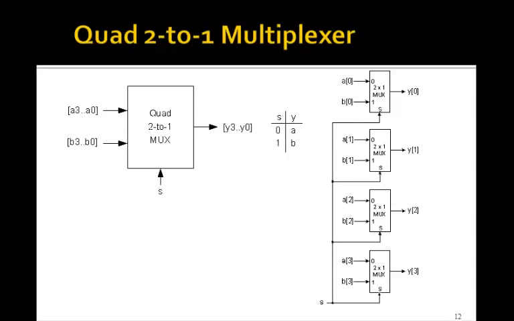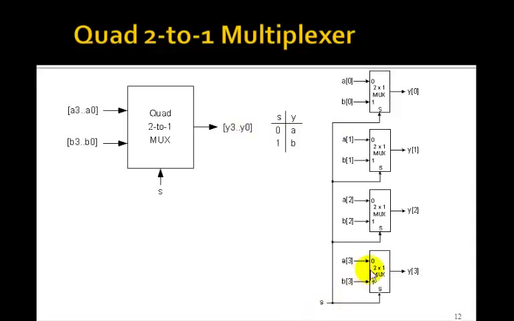Finally, let's look how we can make a quad 2-to-1 mux. This is a 2-to-1 mux, that is a single control line. If S is 0, these 4 A's go to these 4 Y's. That is, Y3 is the same as A3, Y2 the same as A2, and so forth. Y0 the same as A0. And if S is 1, then the 4 B's go to the output Y.